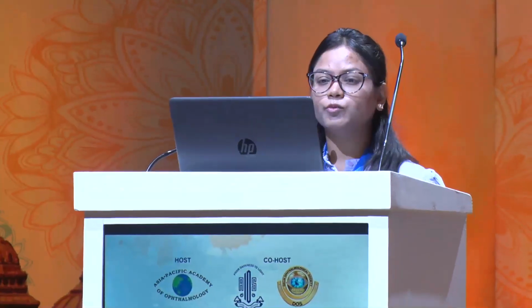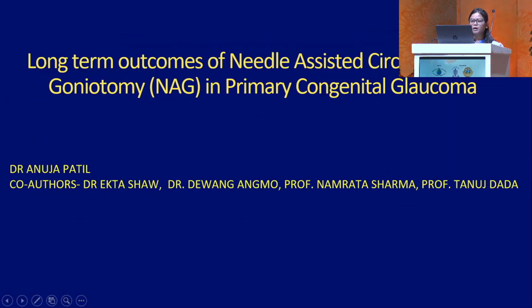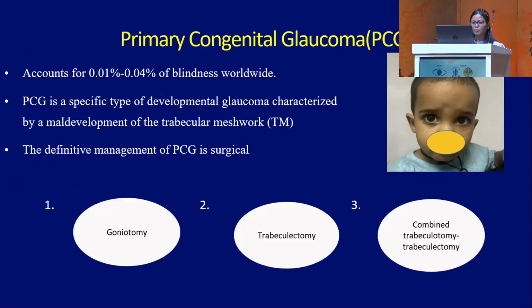Very good morning to all. Today I am going to present my work on long-term outcomes of needle-assisted circumferential goniotomy in primary congenital glaucoma. As we all know, primary congenital glaucoma accounts for 0.01 to 0.04% of childhood blindness and is characterized by maldevelopment of trabecular meshwork. The definitive management is surgical, which can be angle surgery or filtering surgery.